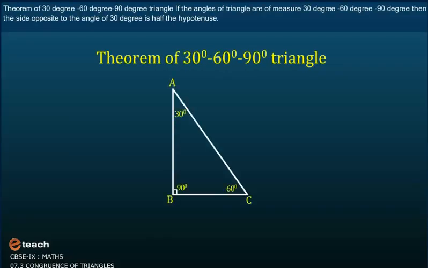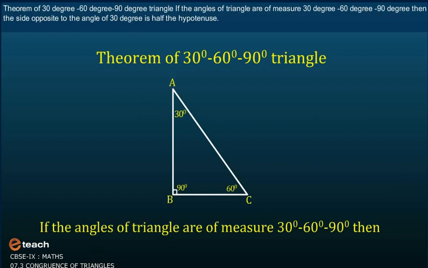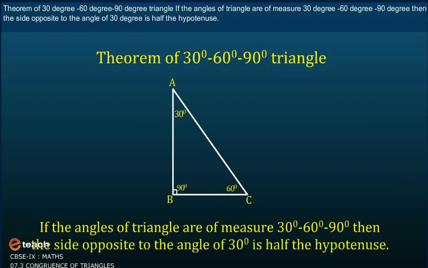Theorem of 30, 60, 90 degree triangle. If the angles of a triangle are of measure 30, 60, 90 degree, then the side opposite to the angle of 30 degree is half the hypotenuse.